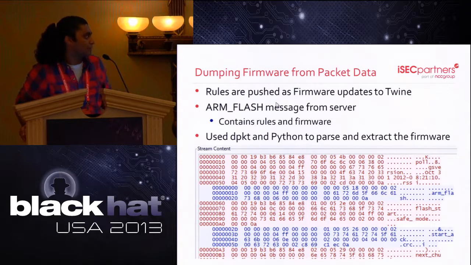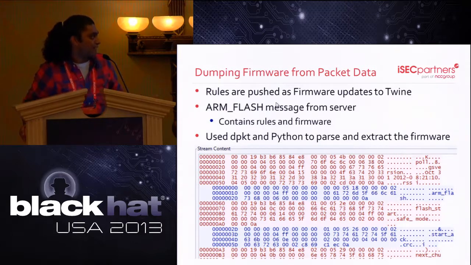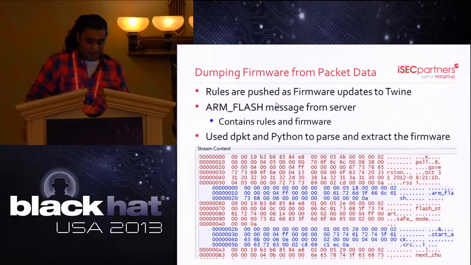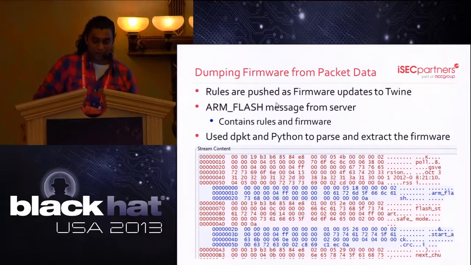It starts off with Twine sending a poll message, the server responding with an ARM flash, and Twine says, all right, let's start the flash, and there's a CRC check, and it then sends this entire chunk of data, which is a firmware. And we use dpkt and Python to extract this firmware. Again, once you've extracted it, it's all about reversing that firmware, and that's where we're at this point.